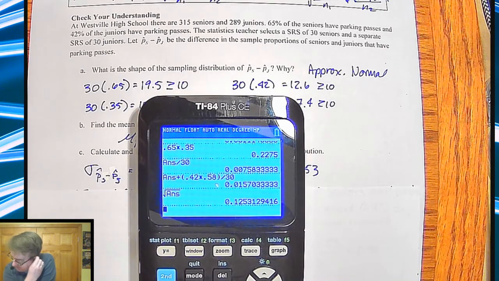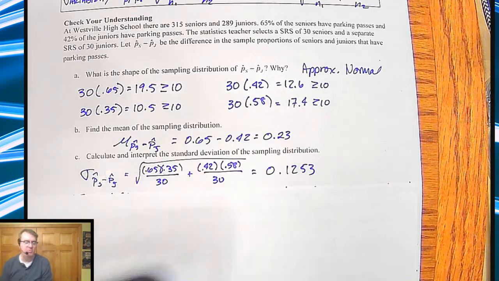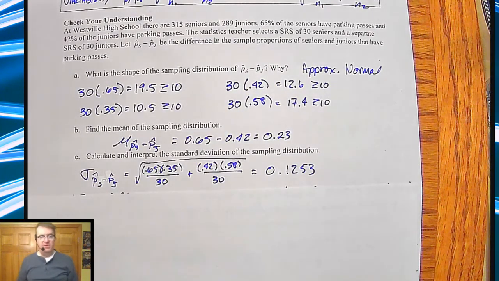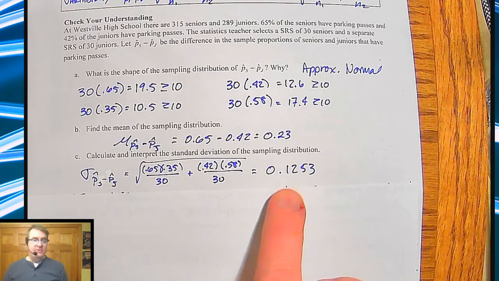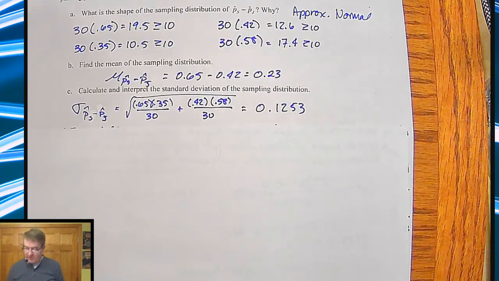Okay, so again, do it in parts just to make sure that you don't miss a division sign, or miss a parentheses that you're supposed to have, or something like that. So we get a standard deviation of 0.1253. So in terms of interpreting this, get ready, you know the word typical is coming up, right?